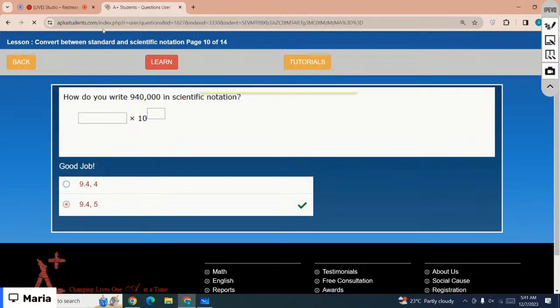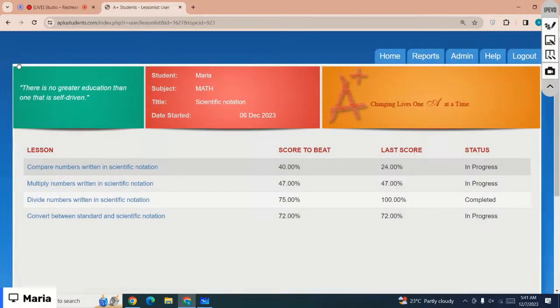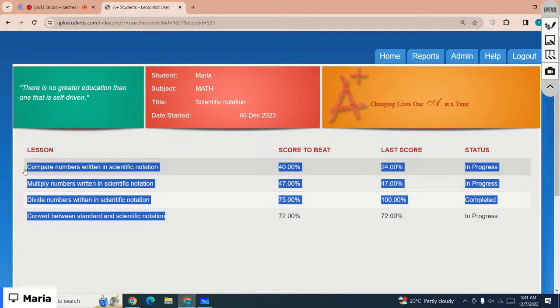Okay, you can complete the lesson by yourself later today. So, we were working on grade 9 math. The chapter we're working on is scientific notation, and the lessons we have covered today are compare numbers written in scientific notation, multiply numbers written in scientific notation, divide numbers written in scientific notation, and the one I just finished is convert between standard and scientific notation, right? So please make sure that before the next session you complete all the practice questions for the lessons we did today. That is your homework until next session.